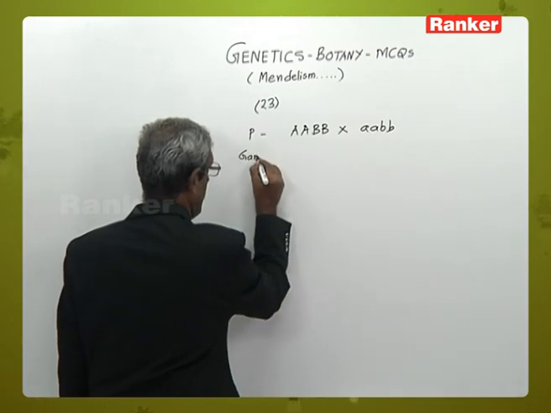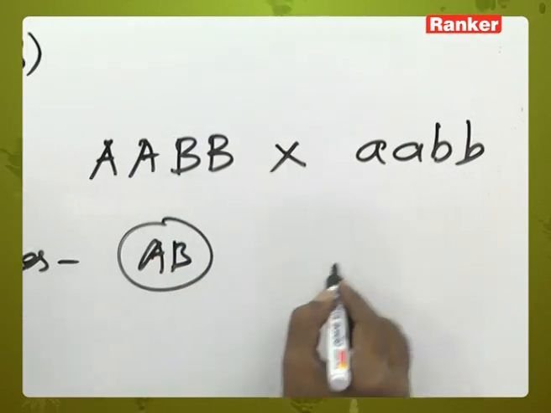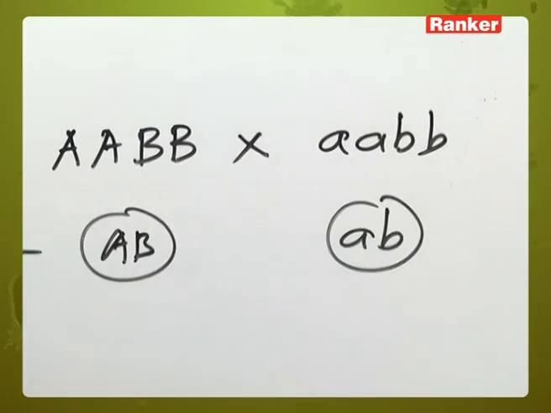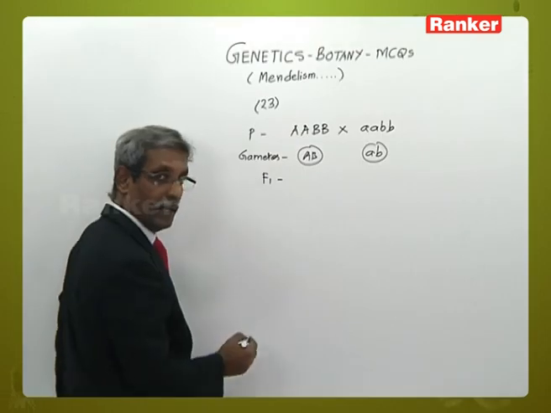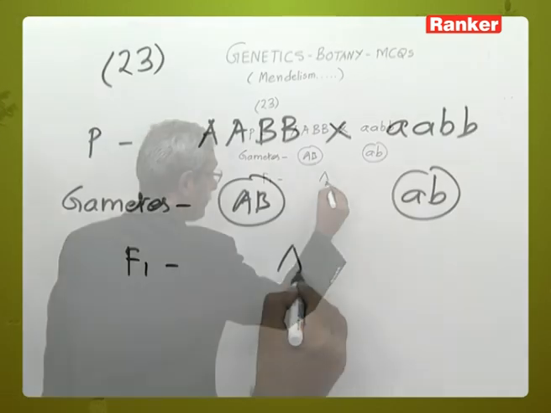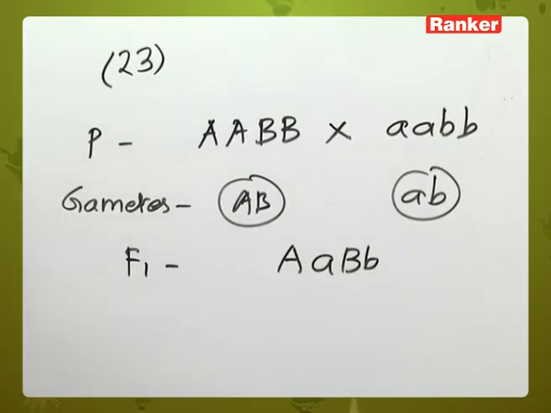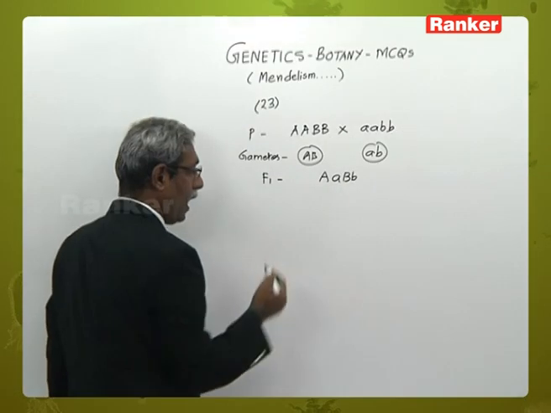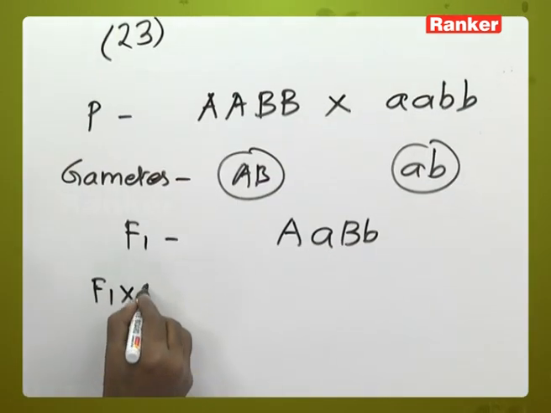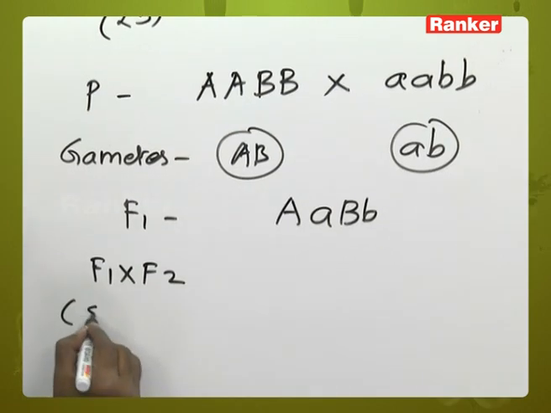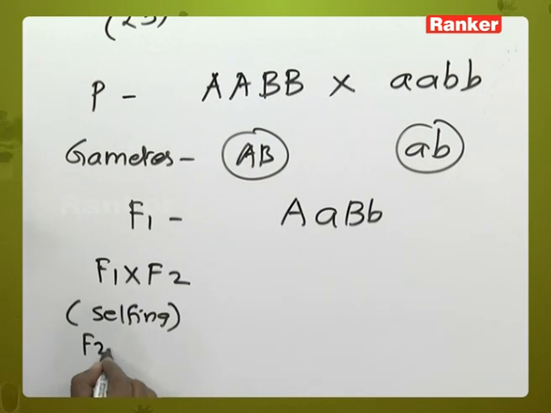If you take the typical gametes, we have a capital AB rounded and a small ab rounded. And when you take the F1, the F1 has got a capital A, small a, capital B, and small b. This is the notation, how you write the F1. And F1 into F1 is termed as selfing, or it is also termed as F2 analysis.